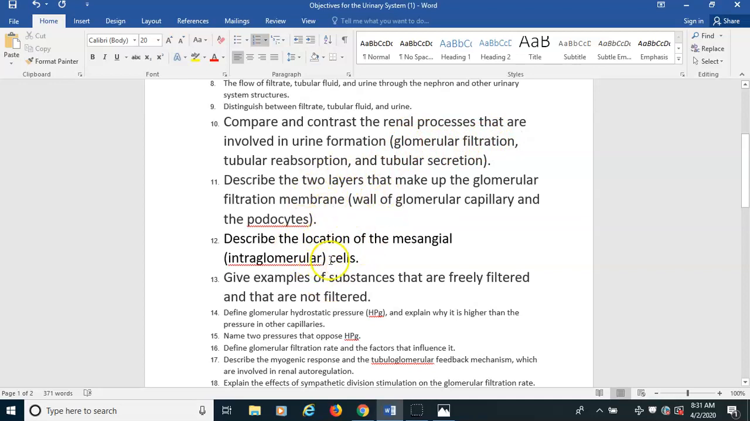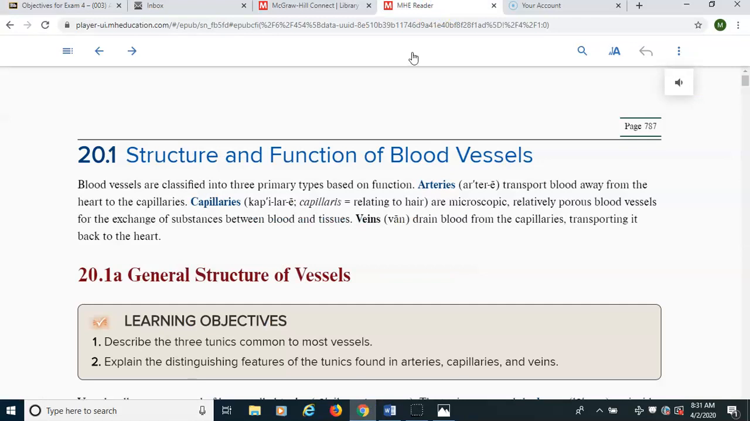And then we'll describe the location of these mesangial cells, which I think we already talked about before. And then we'll talk about substances that get freely filtered and ones that are not filtered. All right. So I'm going to first go over the filtration membrane. So do a little bit of the 11 and 12 here, and then we'll come back to 10.